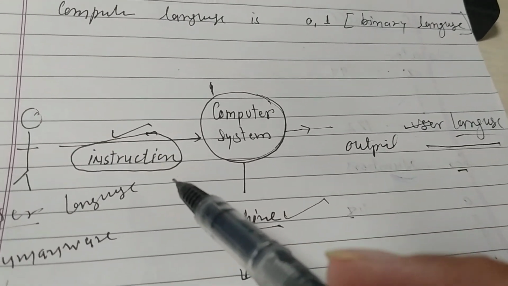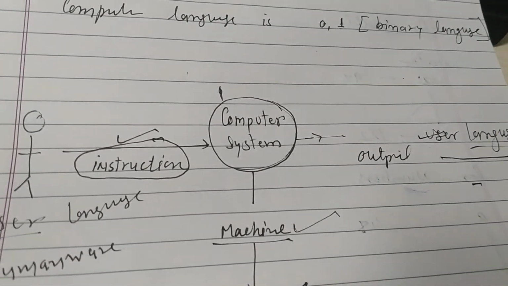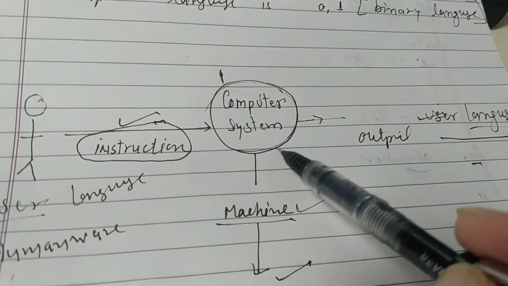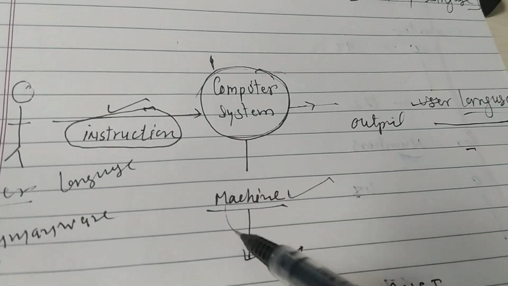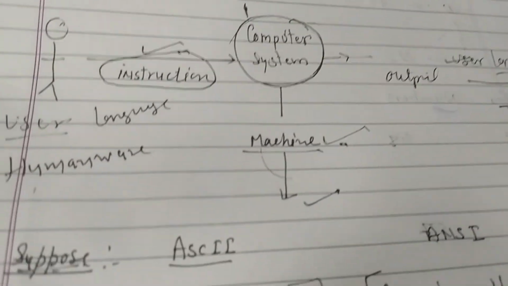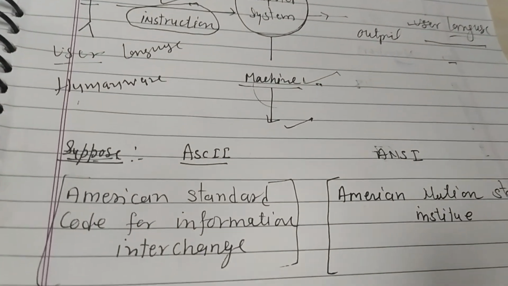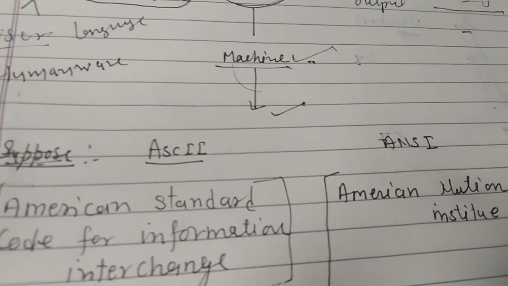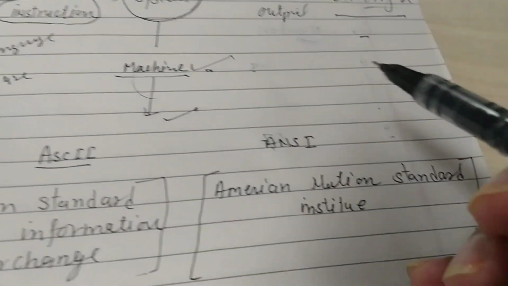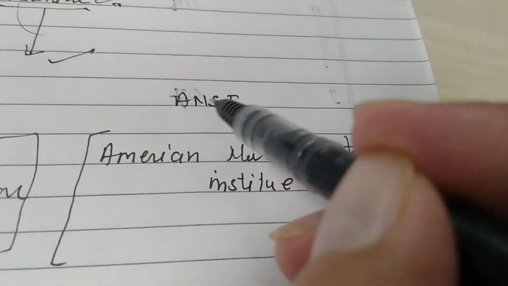It means I take the input in the user's language, and the output is given in the user's language, but the user's language is understood by the computer system. Then it converts it into machine language or binary language and then gives the result to the user. Now how can it be possible? For that we have to study something, starting with ANSI.